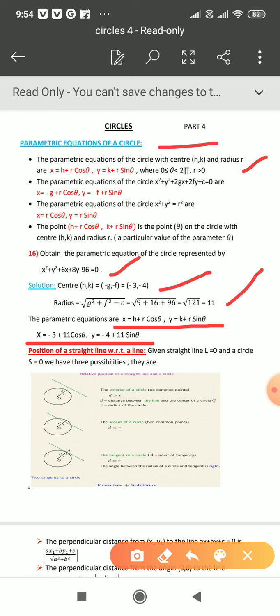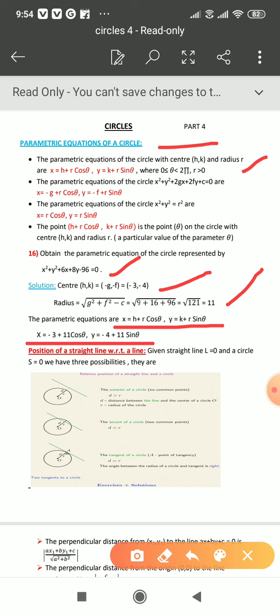So x is equal to minus 3 plus 11 cos theta, cos 0 is 1, so minus 3 plus 11 is 8. y is equal to minus 4 plus 11 into 0, that is minus 4. So x is equal to 8, y is equal to minus 4. So this is a point on the circle. (8, minus 4) is a point on the circle.